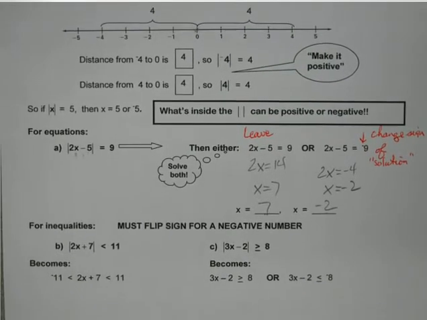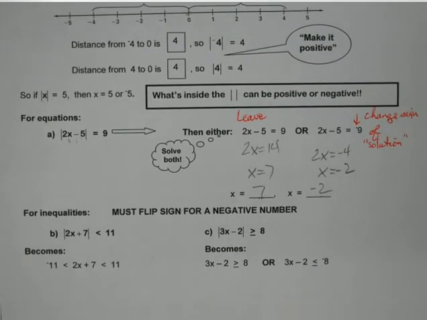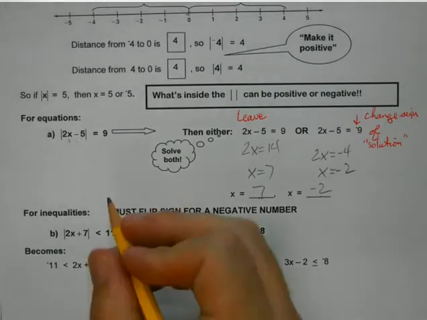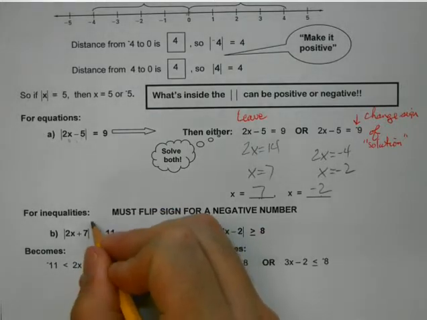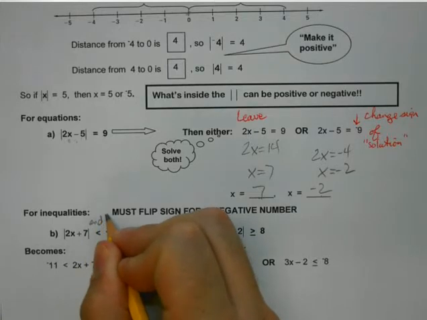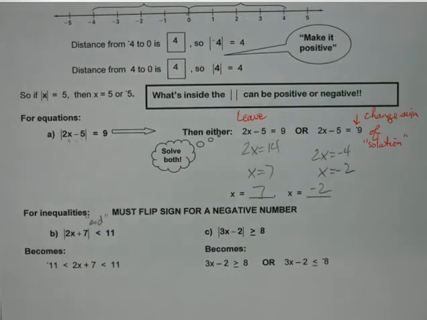So as we move up a little bit here, we start to take a peek and we find out, inequalities must flip sign for a negative number. Depending on what this looks like, if we remember from before, if my absolute value is less than, it's going to be an and statement. We talked about and statements in the last unit as things that we have in common.